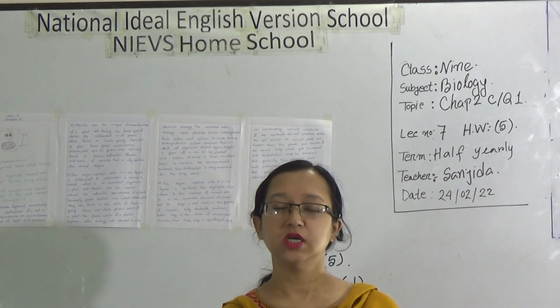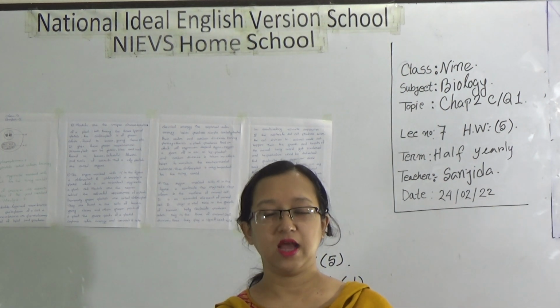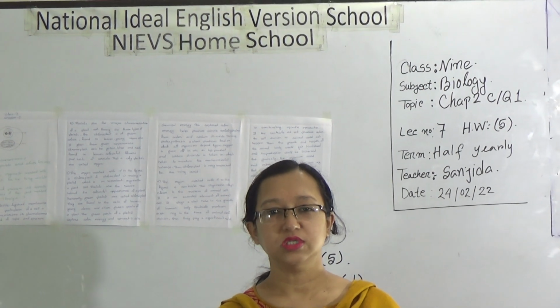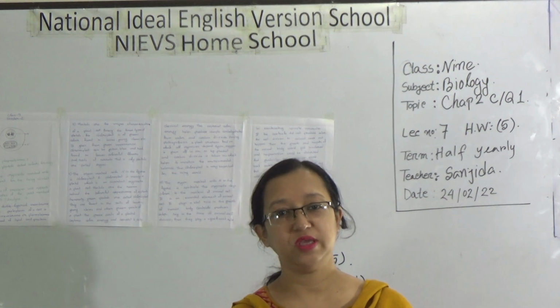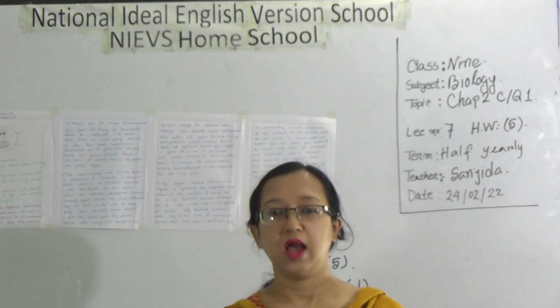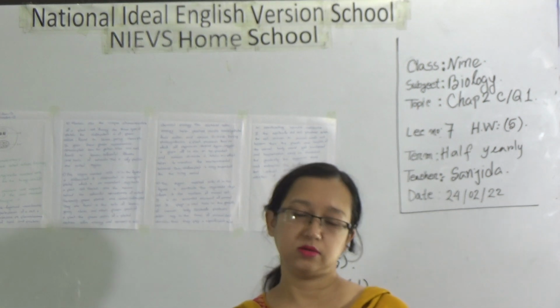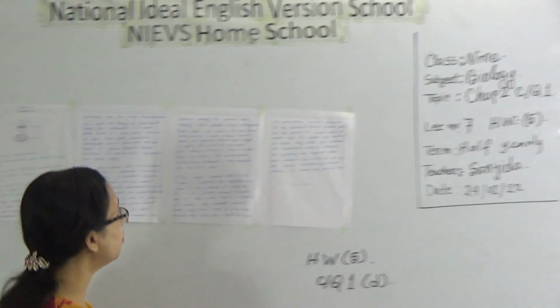I am Sanjida. Today I am taking biology class for the students of class 9, and our today's lecture number 7. Our today's class is chapter 2, CQ number 1. In our previous class we discussed chapter 2 very clearly, and this chapter is about the cell organelles, tissue and different kinds of organs. Now we will discuss CQ number 1 from this chapter. Let's start our class. This question is from your book. So let's read the question.